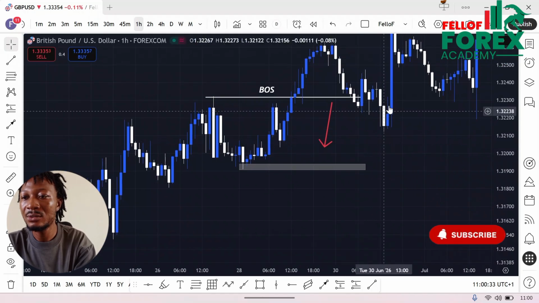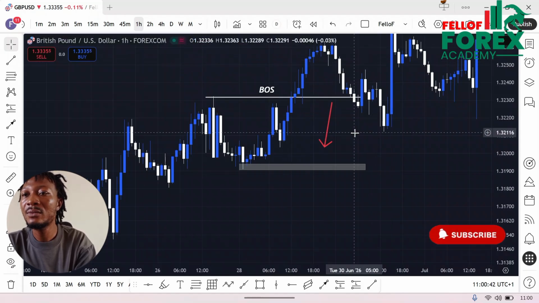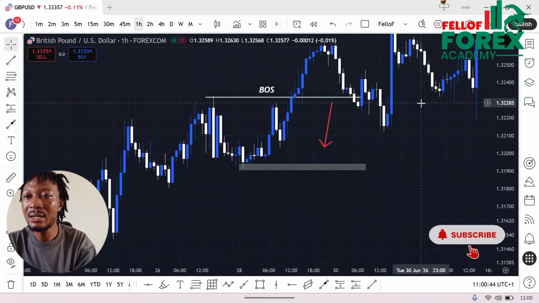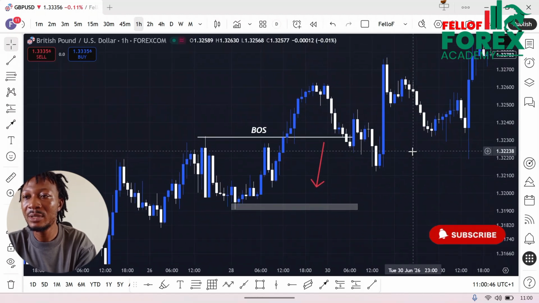Now that's where you go to a lower time frame to see if you can get the engulfing on the 30 minutes, because this was the 1 hour. You can check on the 45 or 30 minutes, and if you get the engulfing, you buy and continue the same process over and over again, okay? So that's how simple it is.